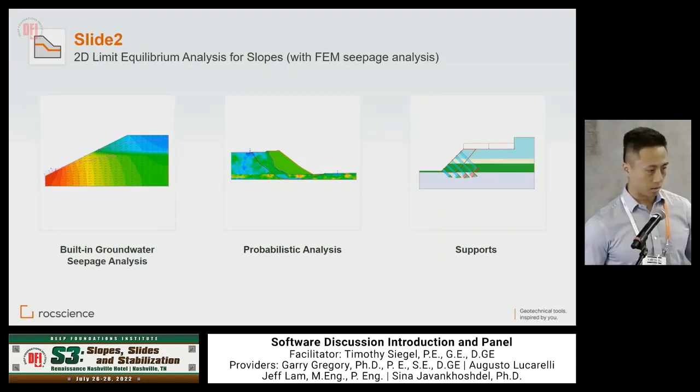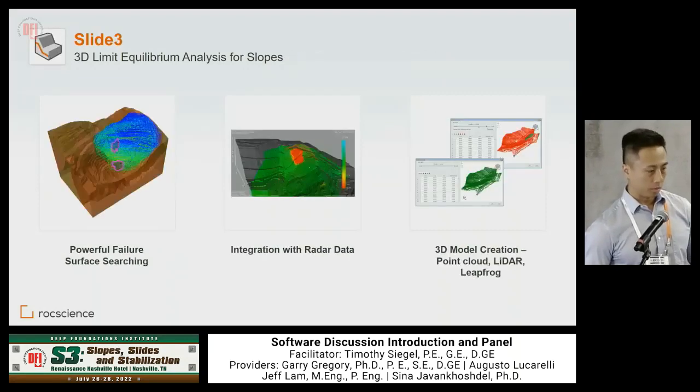Slide 2 is a 2D limit equilibrium program that has a built-in finite element seepage module. It has a very powerful probabilistic engine inside, and also we have a very extensive library of supports. Slide 3 is the 3D version of Slide 2. It has integration with radar data, and also you can bring in all sorts of 3D information directly into Slide 3. So if you have drone data, LiDAR data, Leapfrog data, you can bring them directly in.